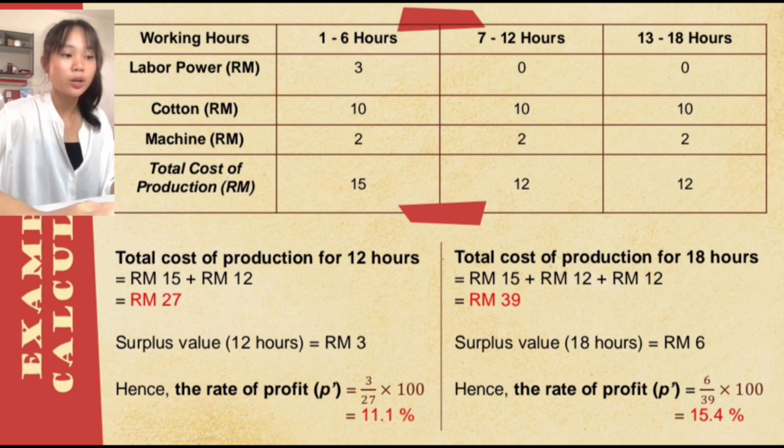The question asks: how much is the rate of profit for 12 hours? You can know the surplus value for the 12 hours is 3, divided by 27, times 100. So you get the answer of 11.1%. Similarly, if the question asks how much the rate of profit is for production of 18 hours, the surplus value for the 18th hour is 3 plus 3, so the surplus value is 6. Divide by 39 ringgit and times 100, and you will get the answer of 15.4%. So that's all from me.